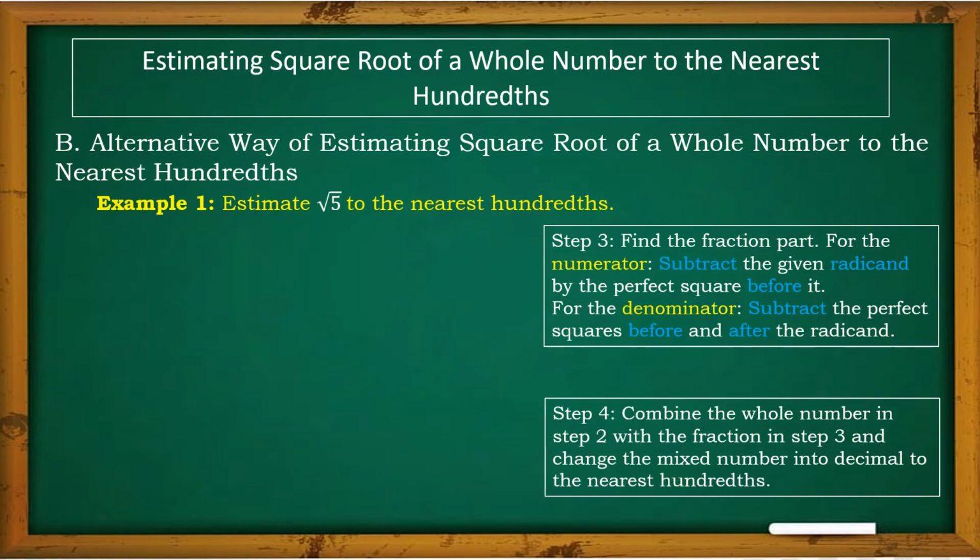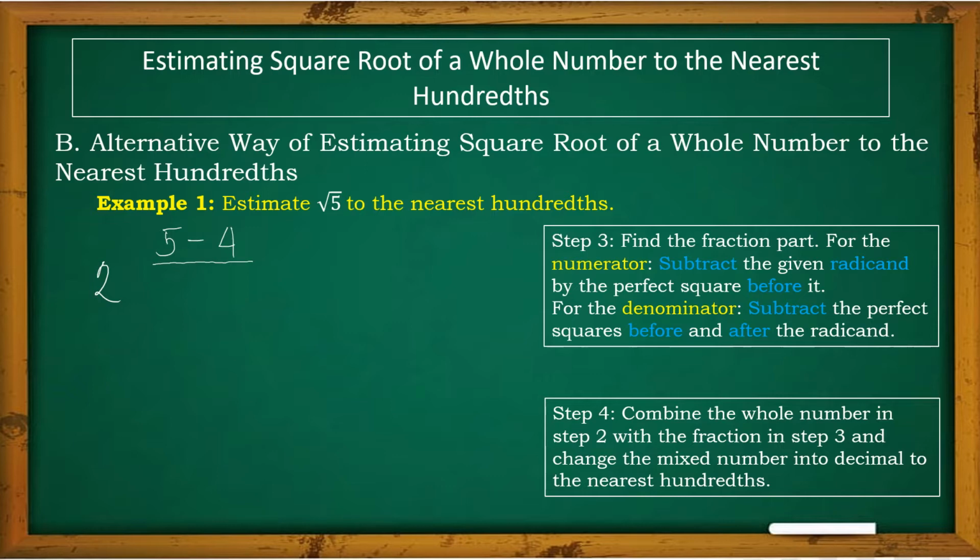Para naman sa step 3, sabi, find the fraction part. For the numerator, hahanapin daw natin yung fraction part. So, kanina ang nakuha nating sagot is 2. Siya yung magiging whole number natin. Okay? So, ang fraction part natin ay binubuo ng dalawa. May numerator and denominator. Para sa numerator, isasubtract daw natin yung given radicand. Sino ba yung given radicand? Si 5. Isasubtract natin kay 5 yung perfect square before. Ang perfect square before, di ba si 4? Okay, kaya naging 5 minus 4.